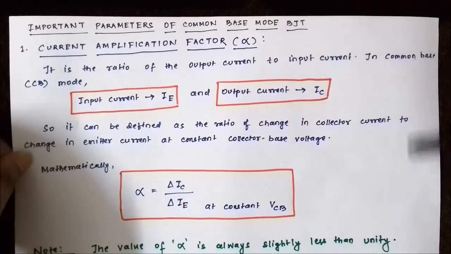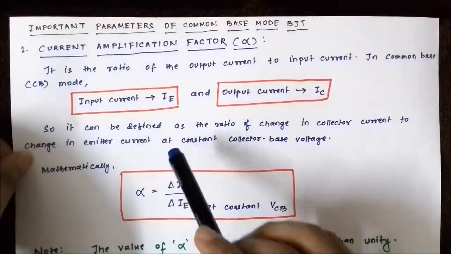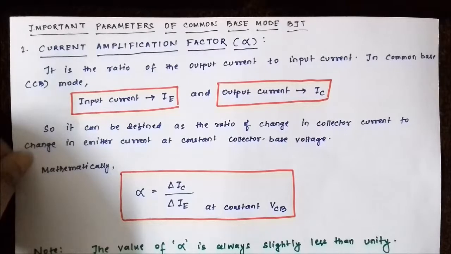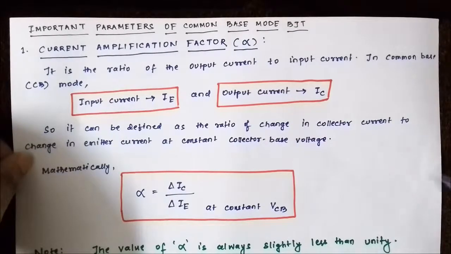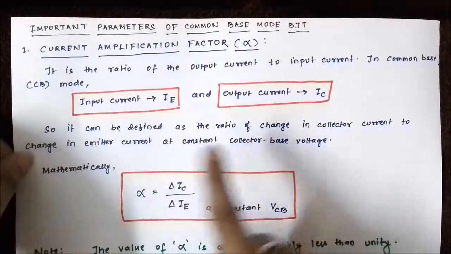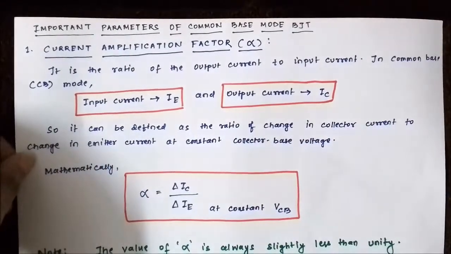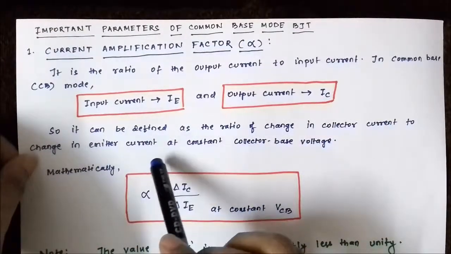In all the BJT configurations, this definition will always stay. The basic definition of current amplification factor for any configuration of BJT is the ratio between the change in output current to the change in input current, where the output and input current will vary for different configurations of BJT. Now for the common base configuration, the output current is collector current and the input current is emitter current. That's why it is the ratio of the change in collector current to the change in emitter current. So you remember this as the ratio of the change in output current to the change in input current.